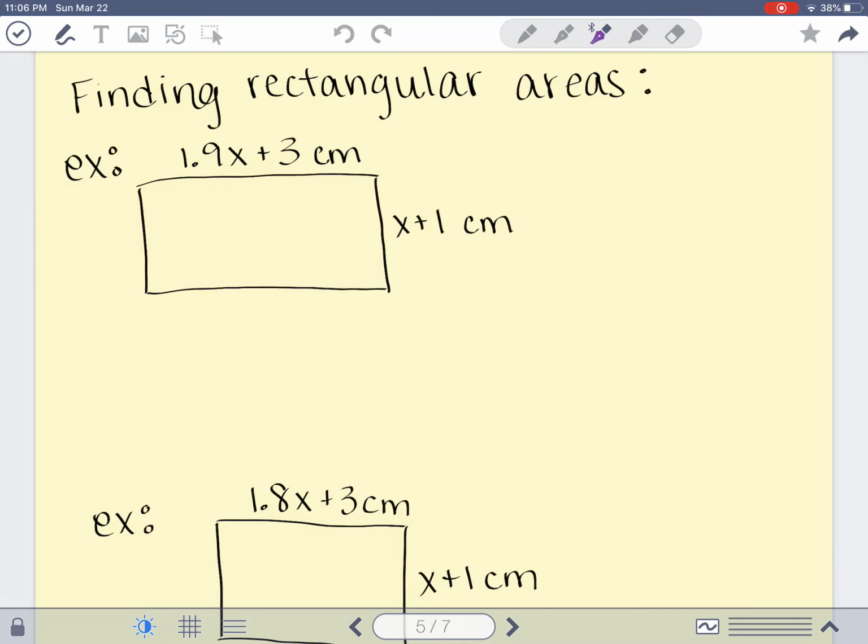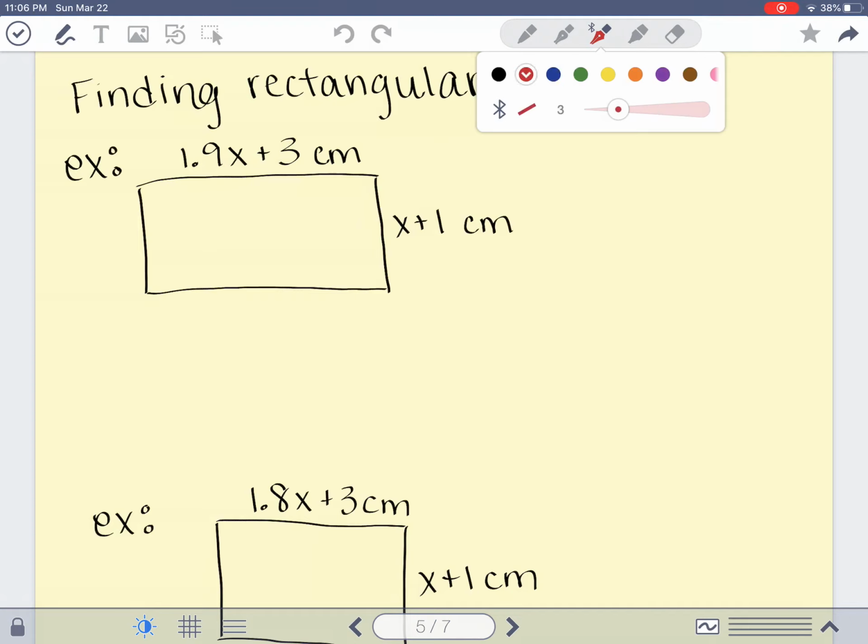Really, I'm not giving you guys very many word problems right now since we are not in school face-to-face, but there are a few problems where it might show rectangles or squares or triangles, and we can actually use multiplying polynomials in order to find the rectangular area.